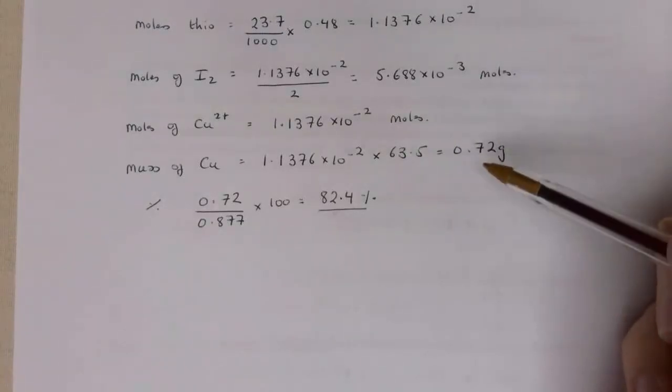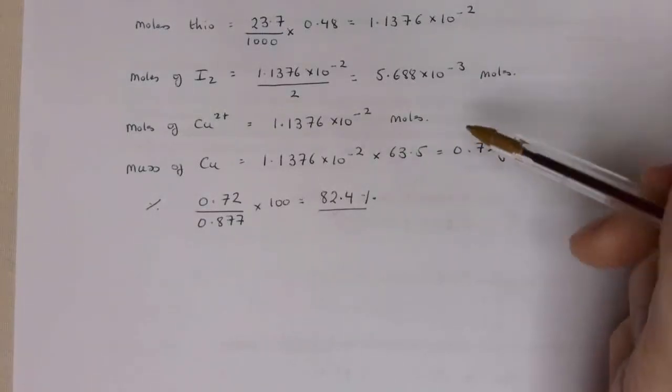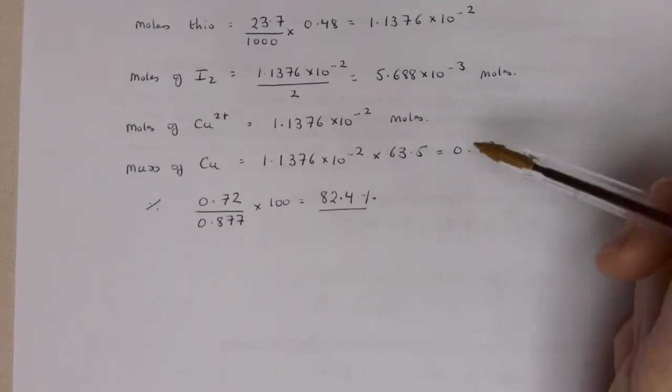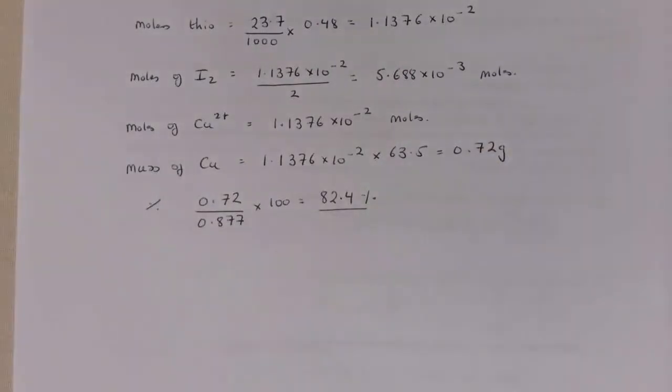Notice in this one, though, you don't have a dilution effect. Quite often in this, you would have to times up by 10 at some point for a dilution effect. And that finishes this short video just looking at the thiosulfate iodine reactions and the redox titrations using these ones.